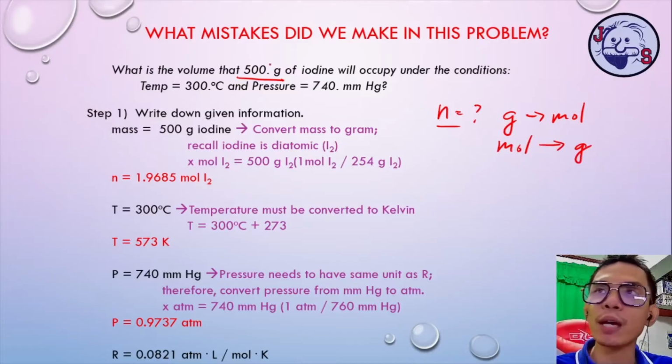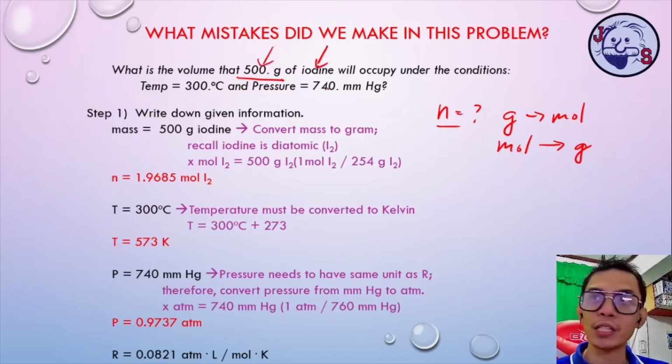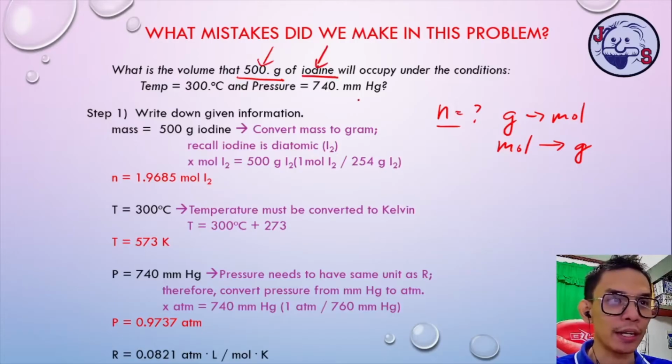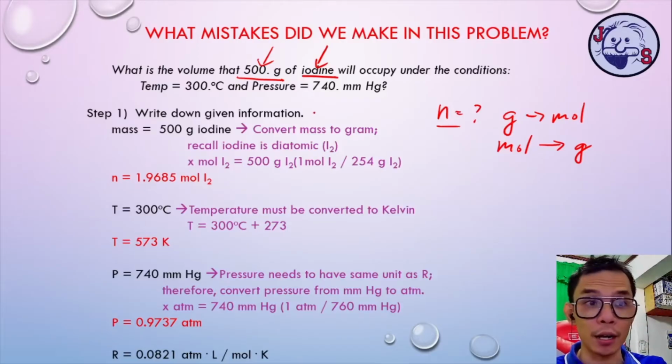So in our case, we have 500 grams of iodine, and this is a gas. Now, always remember that iodine exists in diatomic forms. Not only iodine, but also fluorine, bromine, and chlorine. Those are elements that exist in diatomic forms. Also, we have nitrogen, oxygen, and hydrogen.